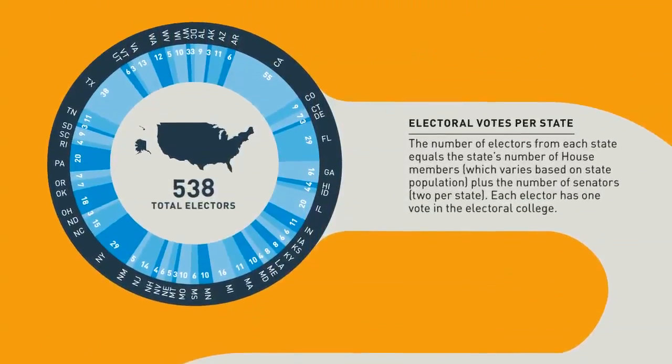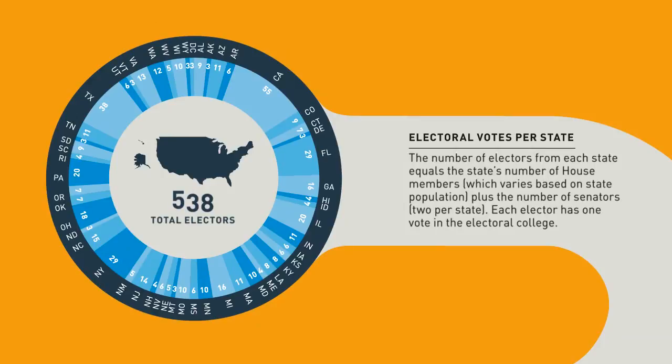strategy of presidential campaigns. There are a total of 538 electors in the Electoral College, with each state's delegation proportional to its population. The number 538 is the total number of members of the U.S. House of Representatives, the number of U.S. senators, and 3 additional electors for the District of Columbia.